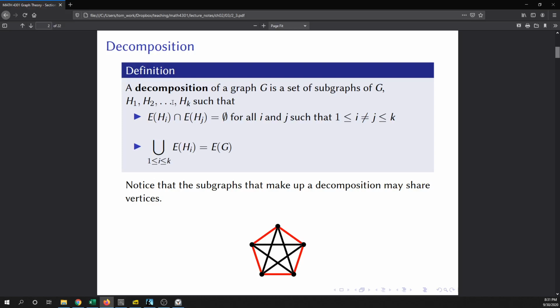And the second condition is that if I union up all of the edge sets of the subgraphs, take all of the edges and union those edge sets up, it is equal to the edge set of G. So this is what's called a partition of the edges of G. The edges of G are partitioned into the edge sets of these subgraphs. And so that's what a decomposition of a graph is.